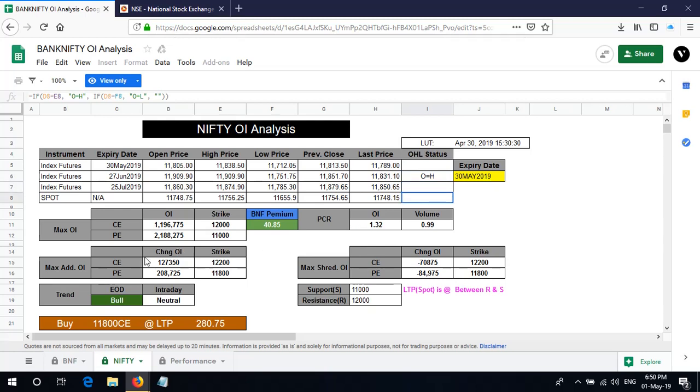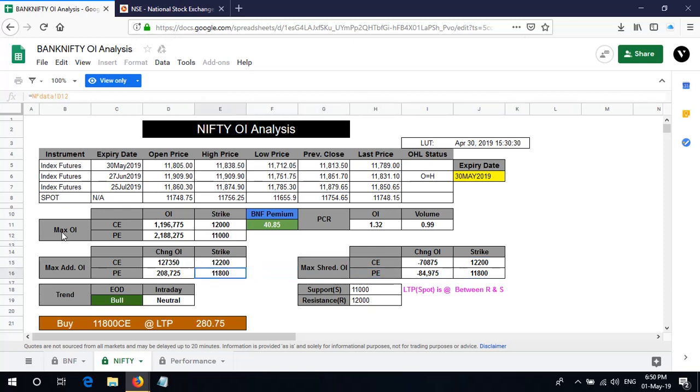And here is the maximum open interest on the call side, how much it is and what the strike price is, meaning where the highest open interest is. And on the put side also, what is the maximum open interest and which strike price it has. And here is the maximum additional open interest, meaning the positive side which is highest in call side and which is highest in put side. At the same time the negative side which is highest in call side and which is highest in put side.